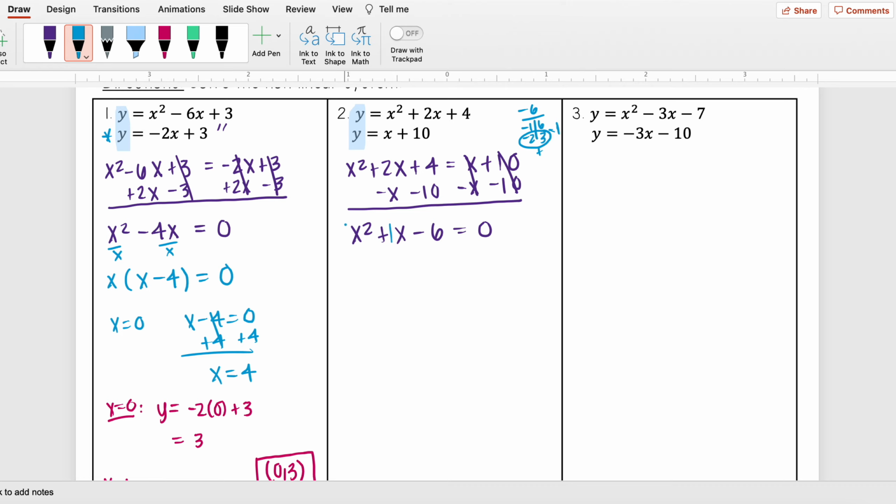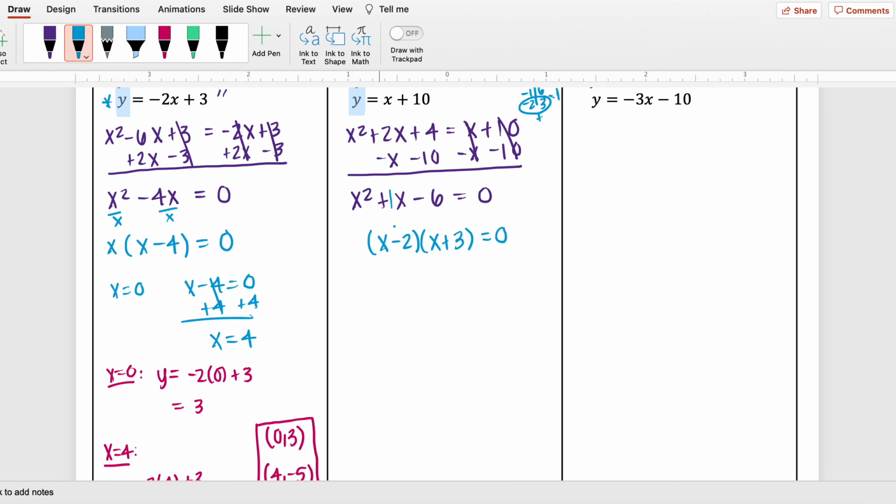And since I can use a shortcut since a is equal to 1, that means this ends up being factored out to x minus 2 times x plus 3 is equal to 0. And now I can go ahead and set each of these factors equal to 0 and solve. And so I have x minus 2 is equal to 0, or x plus 3 is equal to 0. Well, add 2 to both sides, and I get that x is equal to 2. Subtract 3, and I get x is equal to negative 3.